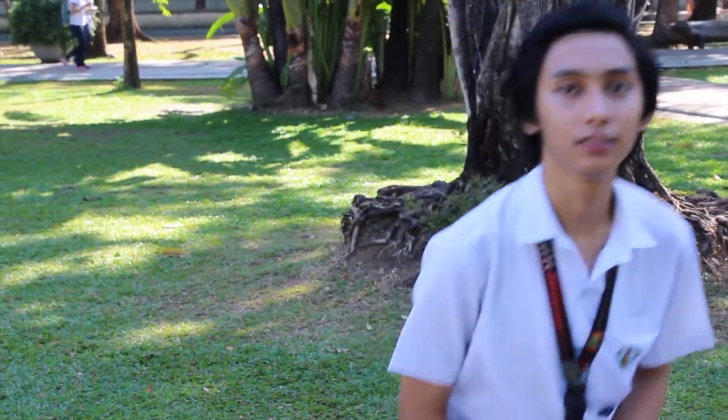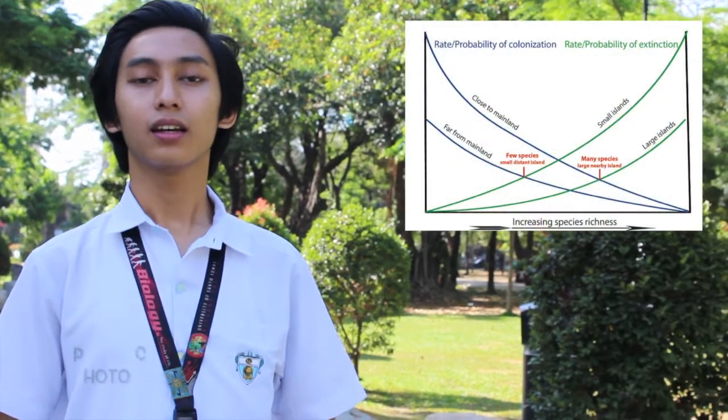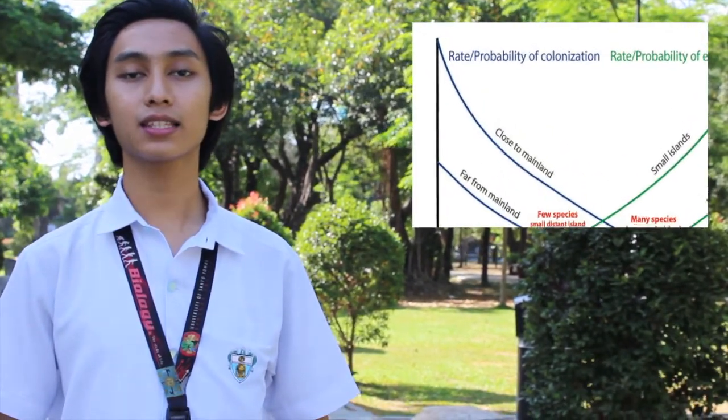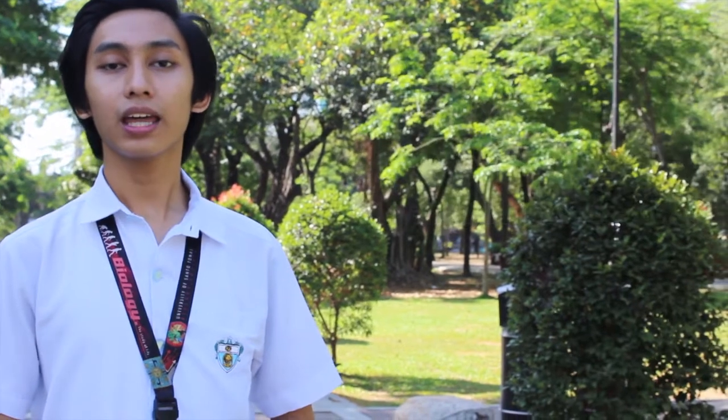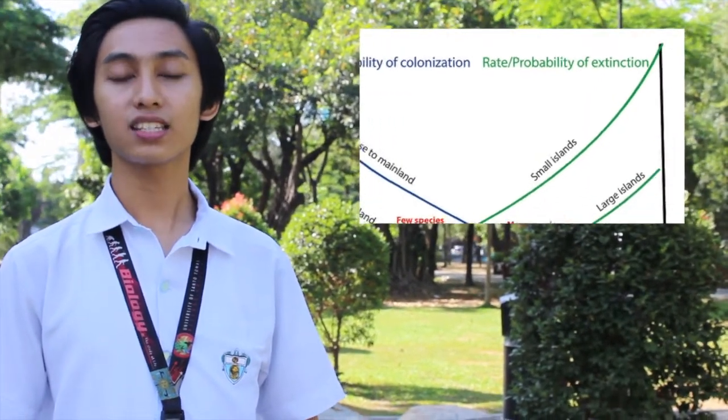The theory of island biogeography emphasizes the significance of migration or species movement among patches on the landscape. This theory states that the number of species established on an island represents a dynamic equilibrium between the immigration of new colonizing species and the extinction of previously established ones.